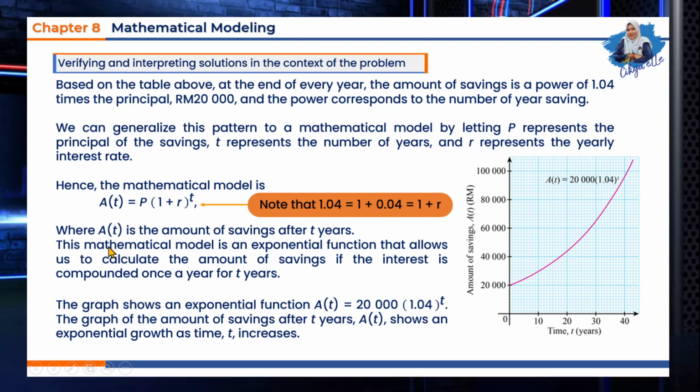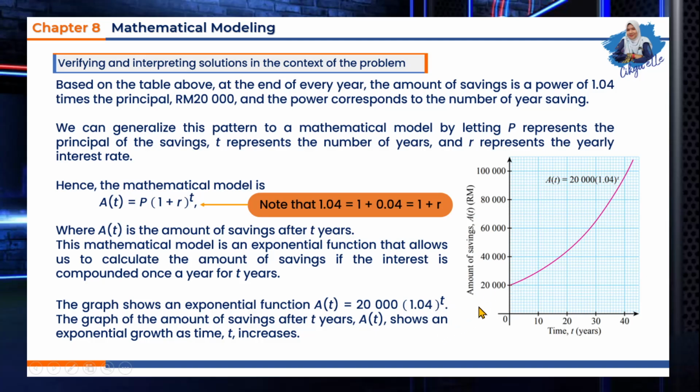All right, so this mathematical model is an exponential function that allows us to calculate the amounts of saving if the interest rate is compounded once a year for T years. So this mathematical model is applicable for interest that is compounded once a year. So the graph shows an exponential function, A_T equals 20,000 times 1.04^T.